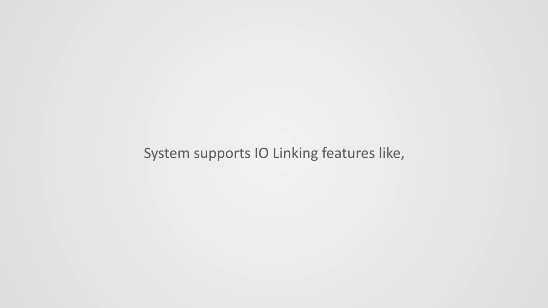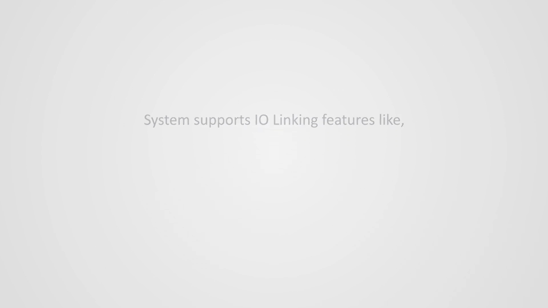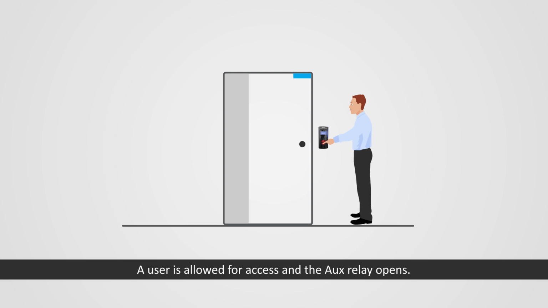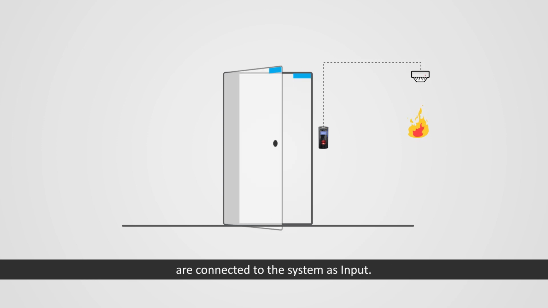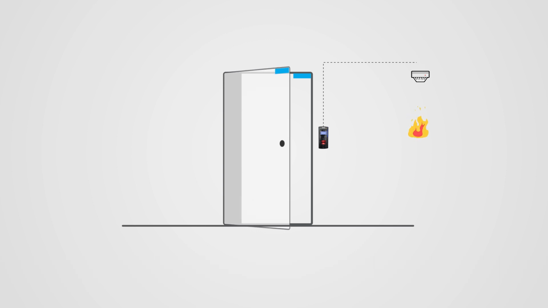System supports I/O linking features like user allowed. A user is allowed for access, and the AUX relay opens. User denied. A user is denied for access, and the AUX relay remains closed. AUX in. An input device, such as smoke detectors and motion detectors, are connected to the system as input.